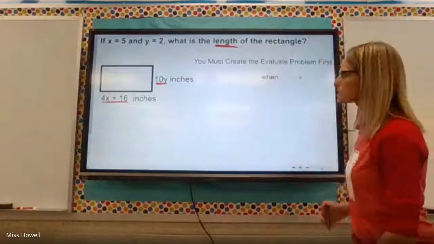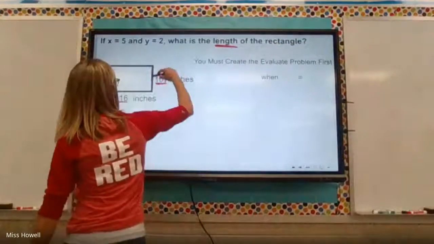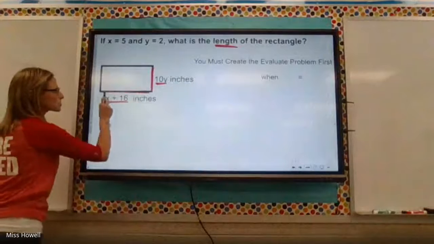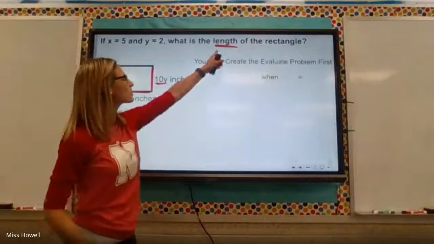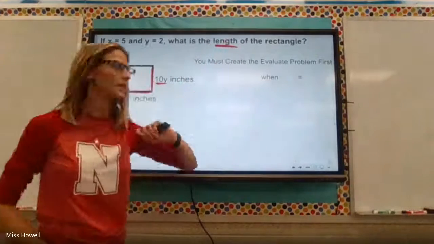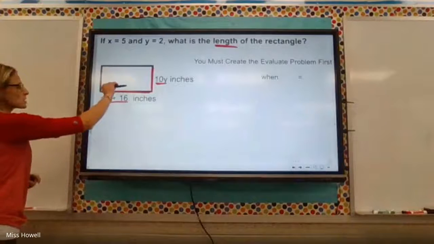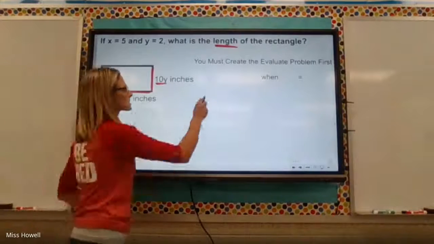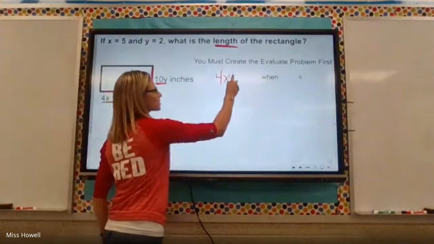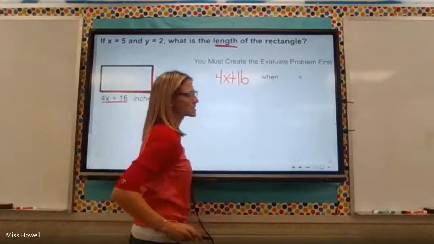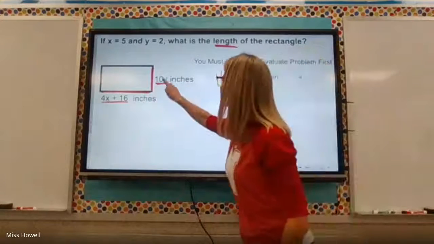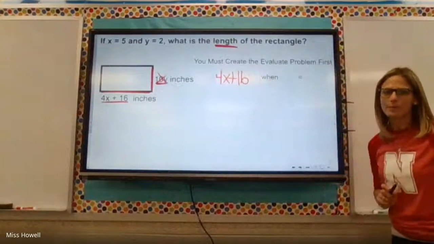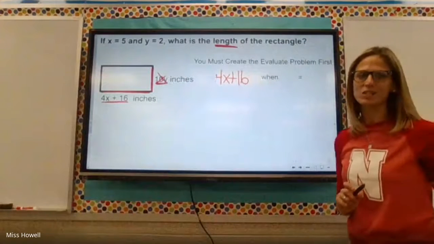So I would go to my picture and I would say, all right, is it this side piece or this bottom piece? Which one is the longer piece? Because that's the one it wants me to do, the longer piece called the length. And in this case, the way the picture is, it's the bottom piece, which is 4x plus 16. So this problem is asking me to evaluate 4x plus 16, not this 10y. So I have to know the basic vocabulary of a rectangle to get started here.